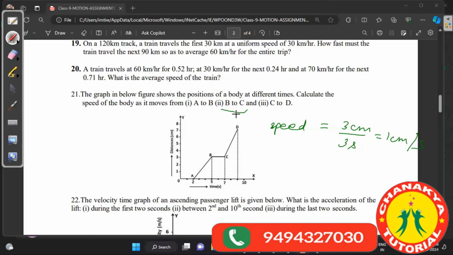It is 0. Okay, from B to C, it is 0. And from C to D, the distance is 4 centimeters and the time is 2 seconds. So it's 2 centimeters per second, right? Yes, sir. Okay, so now let's see question number 22.